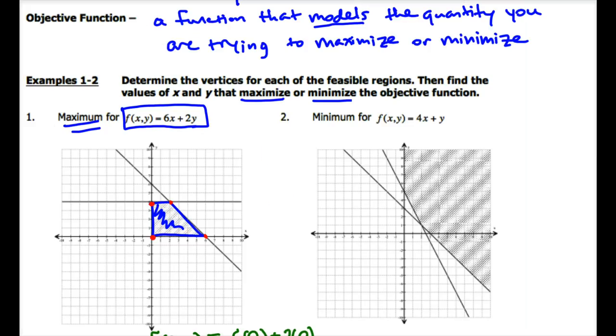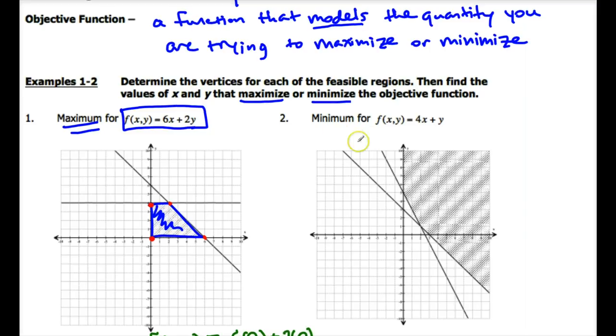So for number 2 here, we're going to switch it up a bit, and this time we're going to find the minimum for this objective function, f of xy equals 4x plus y. So there's a little bit of a difference in this problem compared to the last one. And actually the first thing I want you to do is there is a little bit of an error here. I want you to get rid of this part down here, this shading. So on your paper, I believe there's shading down here. Get rid of all the shading that's below the x-axis for me.